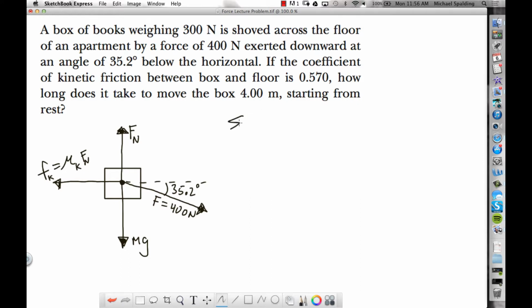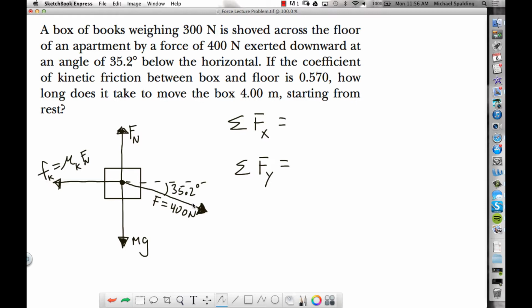So what we do next is we sum forces X and we sum forces Y, like that. Now, looking at the X direction here, how many forces are in the X direction? 2. But you know what? I want to make this more clear. What I want to do is show the components of this 400 Newton force. Is the 400 Newton force perfectly X? No. Is it perfectly Y? No. It's both.